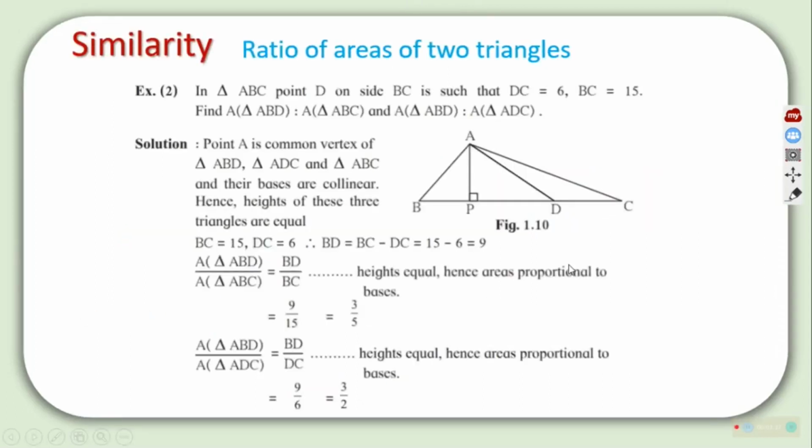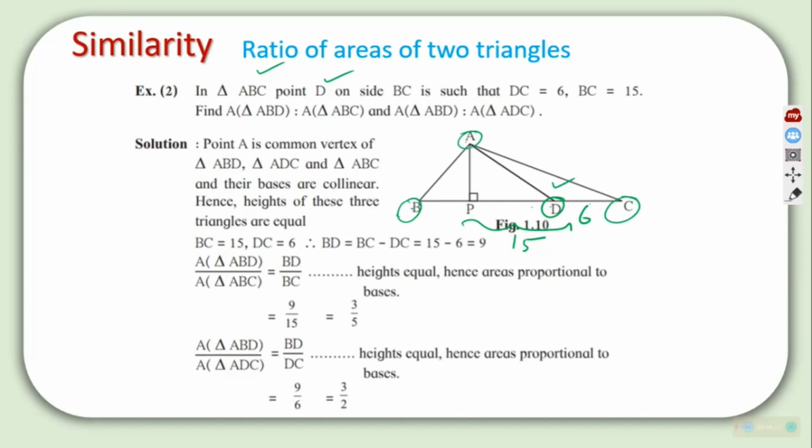There is another example here, example 2, which is talking about triangle ABC. Point D is on the side BC, such that DC is equal to 6 cm, and BC is equal to 15 in total. Find the area of triangle ABD and compare its ratio with ABC, the bigger triangle, and triangle ABD also with ADC, this triangle. So there are two comparisons asked.